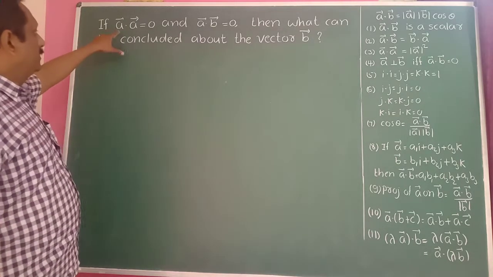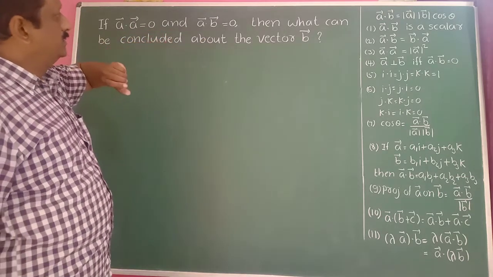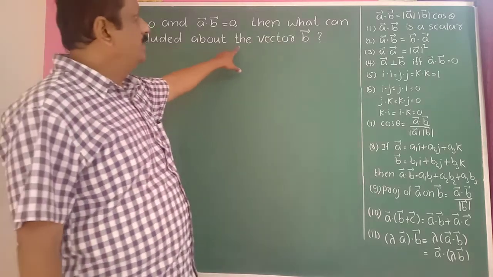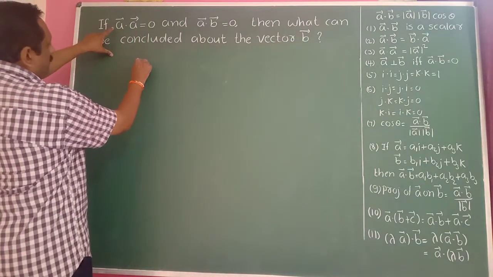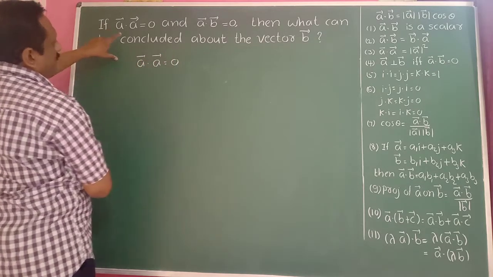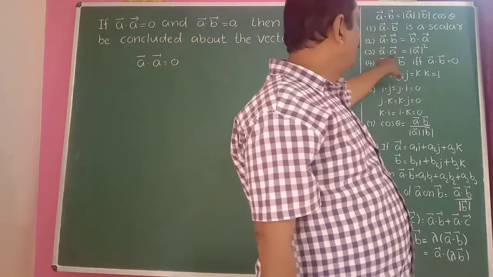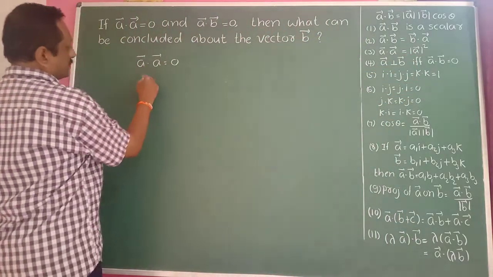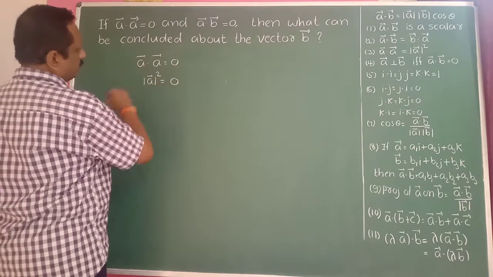Here, if a bar dot a bar is equal to 0 and a bar dot b bar is 0, then what can be concluded about the vector b bar? So here they given a bar dot a bar is equal to 0. You know this property: a bar dot a bar is the modulus of a bar square. Hence the modulus of a bar square is equal to 0.